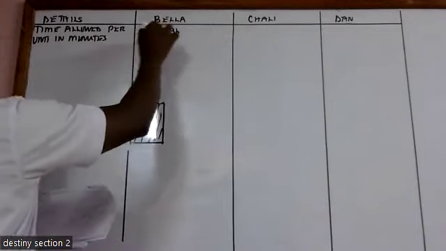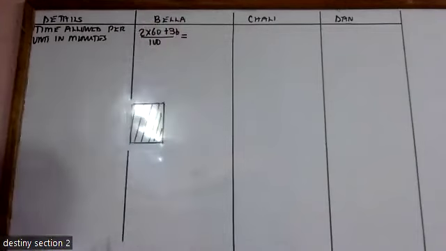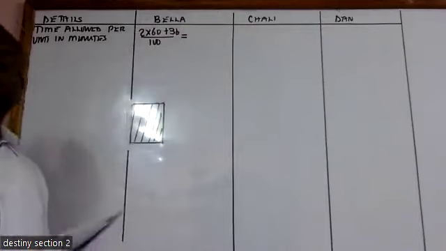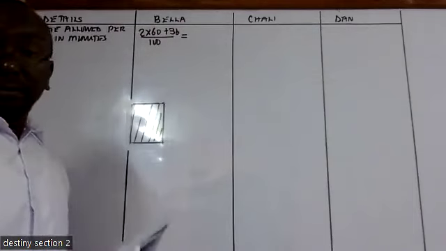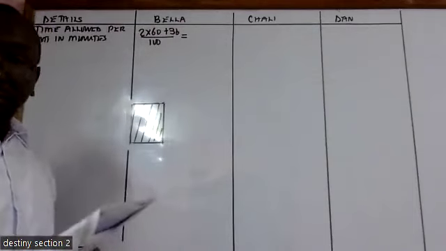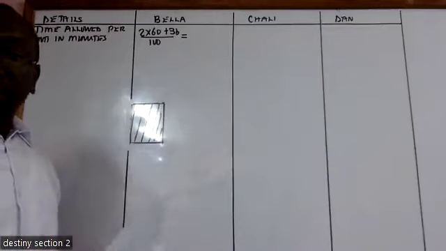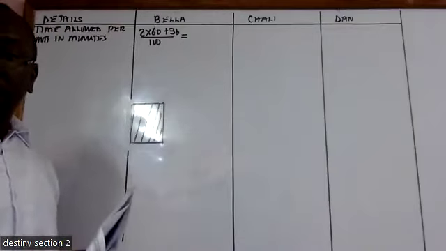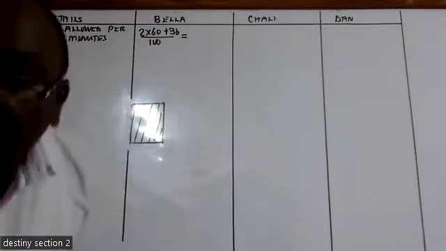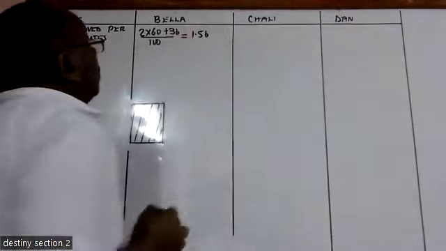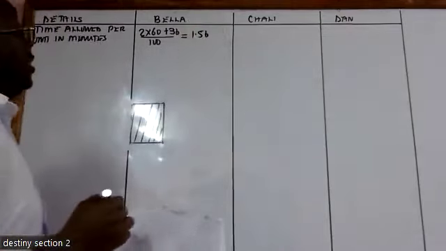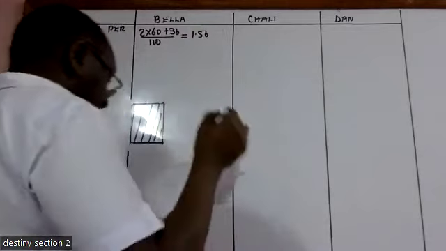So plus 36, you divide by 100. Tell me how many minutes are those? 1.56. 1.56 minutes. Let's go to Charlie and do the same thing.